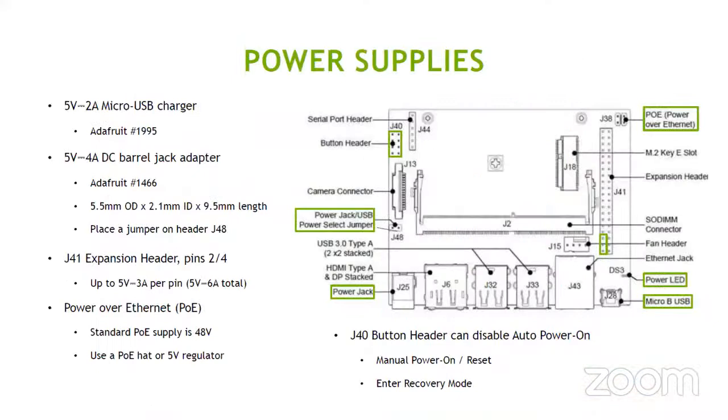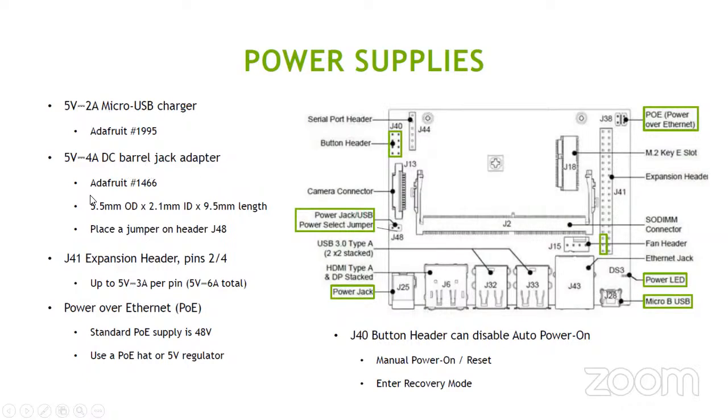Then power supply, there are different options, like we already discussed here. In the case of the Jetson Nano board, we have three options for power supply: power jack, micro USB, or power over Ethernet. For micro USB, a 5 volt 2 amps micro USB charger. This is an example you can search for, of what type of adapter you can use. You don't have to use the exact type here. You can use any kind of 5 volt 2 amps micro USB charger.